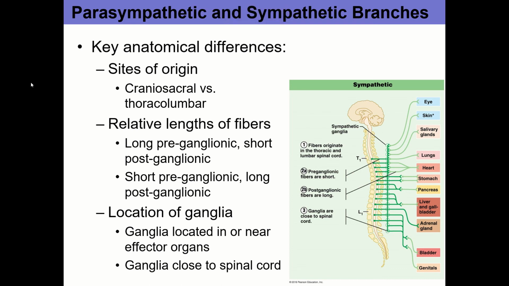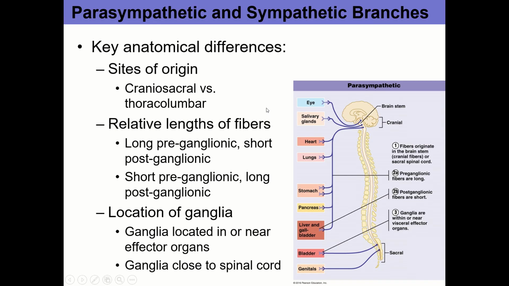So I kind of hinted at the location of the ganglia. In the case of the parasympathetic branch of the autonomic nervous system, the ganglia oftentimes are located in or near the effector organs. For example, going back a little bit, this one, I'll show you a picture of this ganglion in a second, but it is just posterior to the eye. So it's located pretty close. And as mentioned, a lot of these ganglia are actually in the organs that they affect.